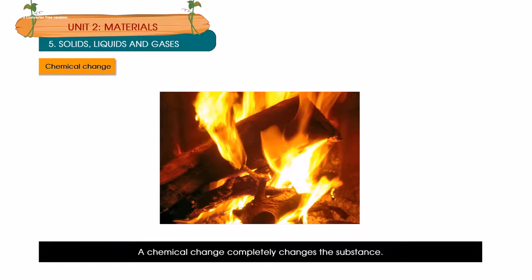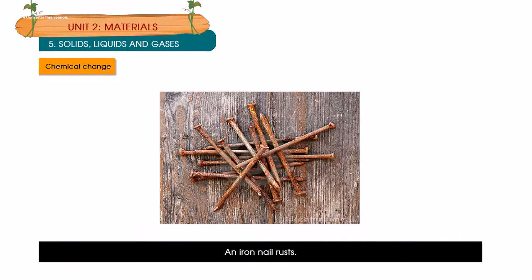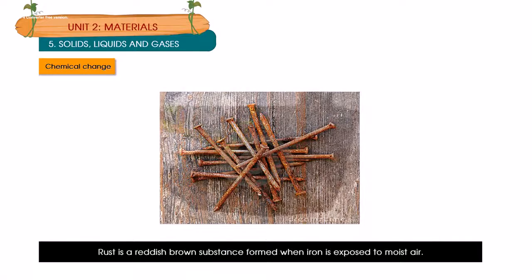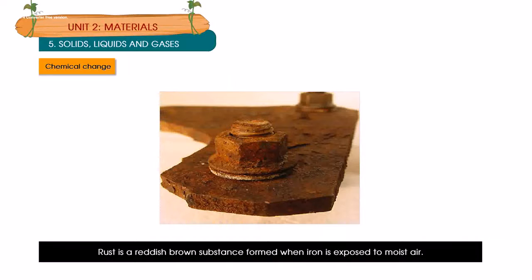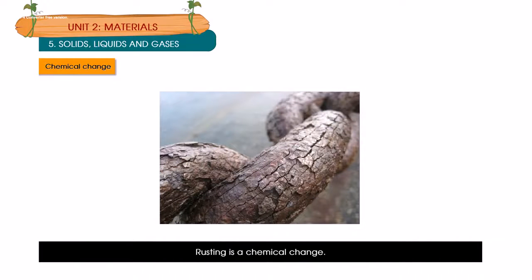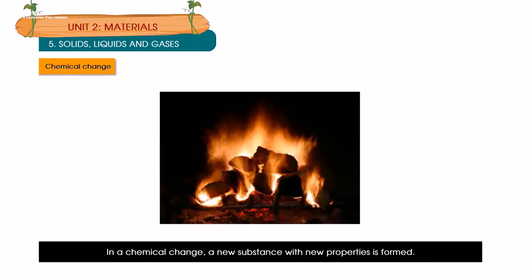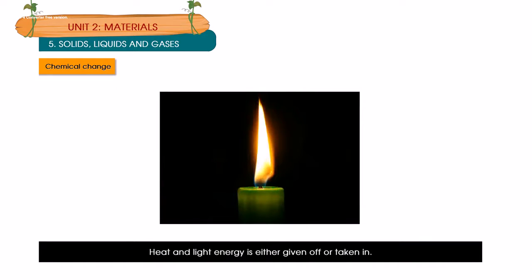Chemical change. A chemical change completely changes the substance. An iron nail rusts. Rust is a reddish brown substance formed when iron is exposed to moist air. Rusting is a chemical change. In a chemical change, a new substance with new properties is formed. Heat and light energy is either given off or taken in.